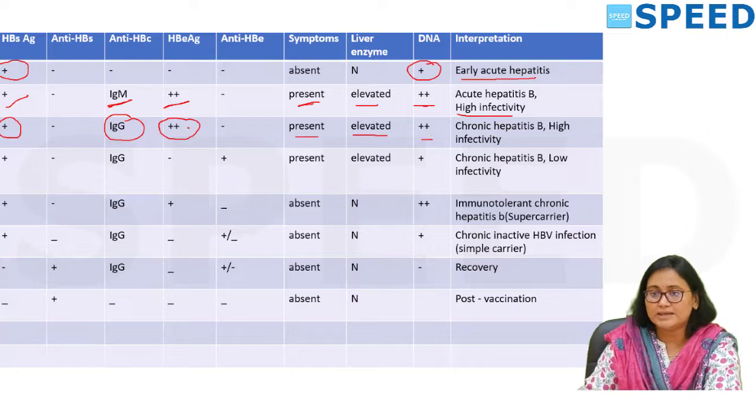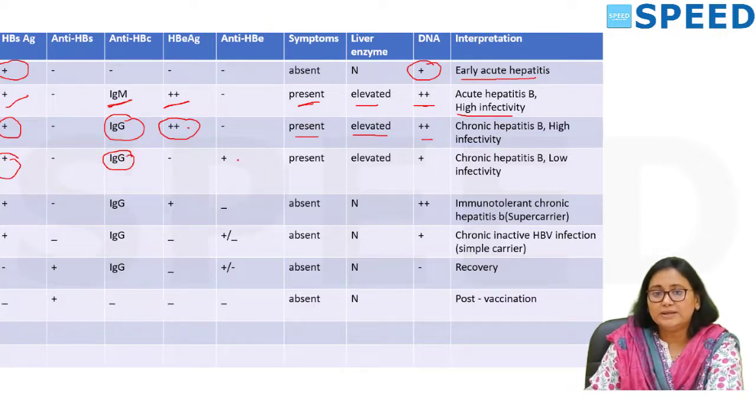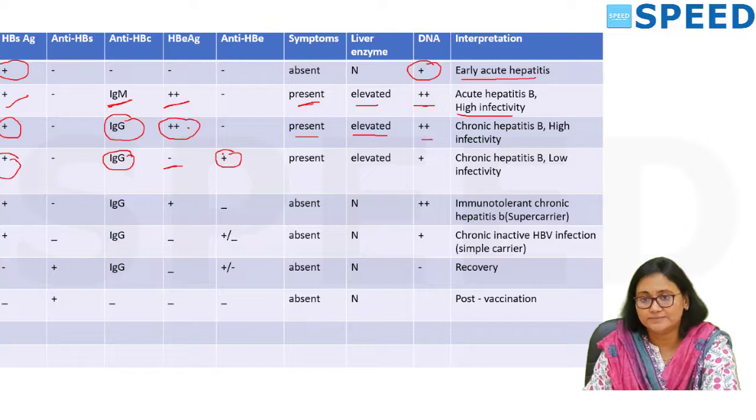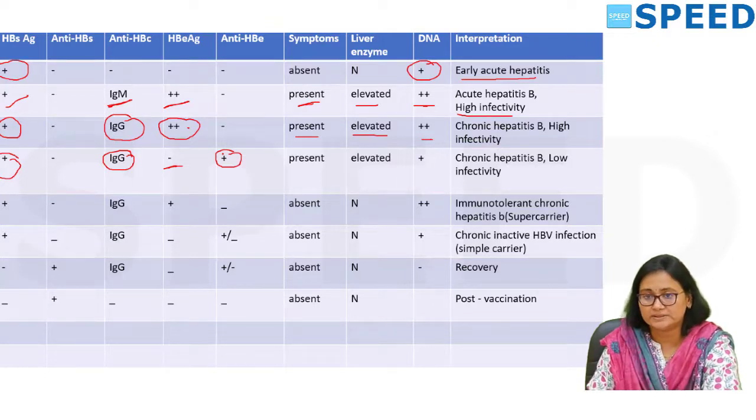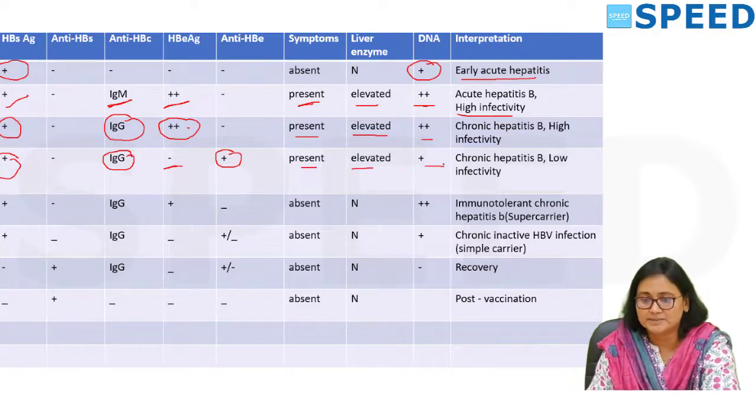If it is chronic hepatitis B with low infectivity, you have surface antigen positive and it is chronic, so IgG anti-HBc will be there, and with low infectivity, envelope antigen will be absent and antibody anti-HBe will be there. So, that will indicate low infectivity. Rest all, symptoms might be there, liver enzymes will be elevated, DNA will be present.